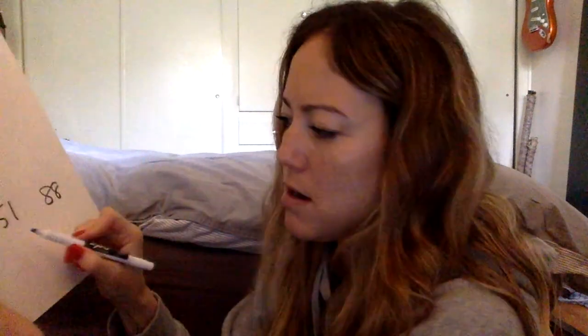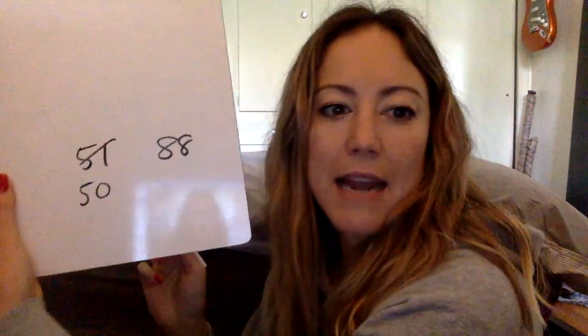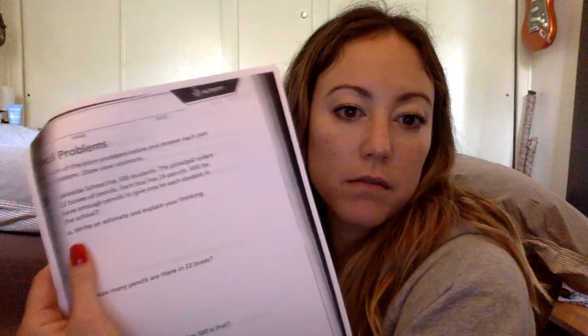You know that 51 is in between 50 and 60, but it's closer to 50. And 88 is in between 80 and 90, but it's closer to 90. Once you round, you check the answer that shows the length of the book, and then you answer the problem. So 50 times 90 is 4,500. Okay, so you're going to round all of them. Then the second page has more story problems. You're going to read carefully and write an estimate to explain your thinking.